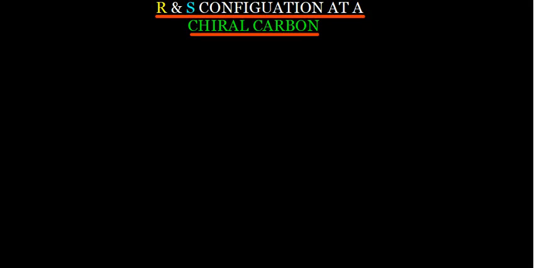Alright, so we talk about the R and S configuration at a chirocarbon. If I am to have a chirocarbon, I need to have a carbon that is linked to four different things. Then I'm going to say that is a chirocarbon. Not same things, but four different things. The way we have got this one has got four different things.